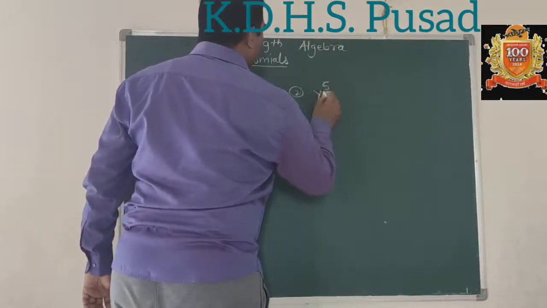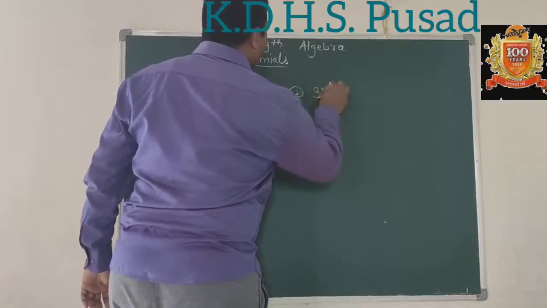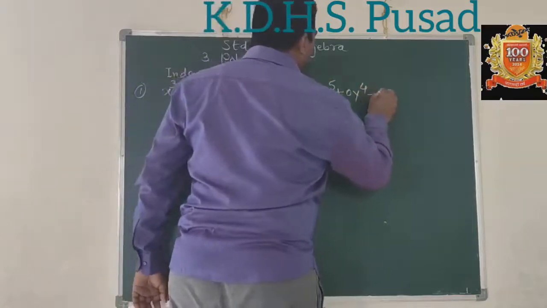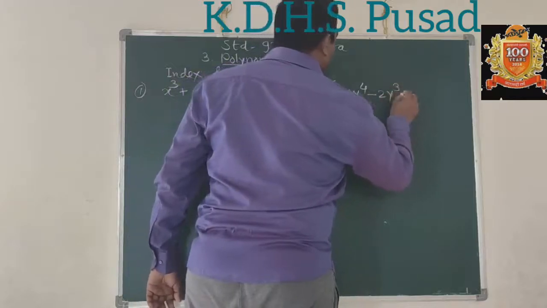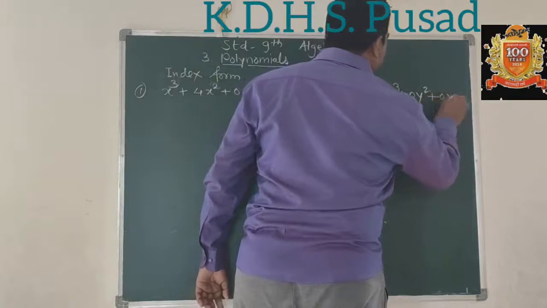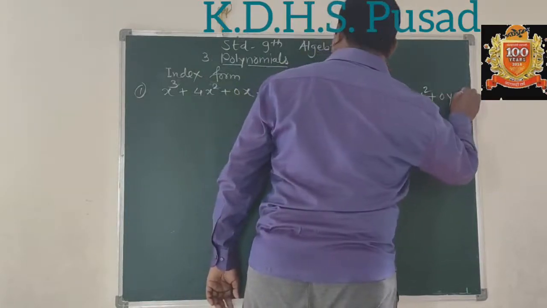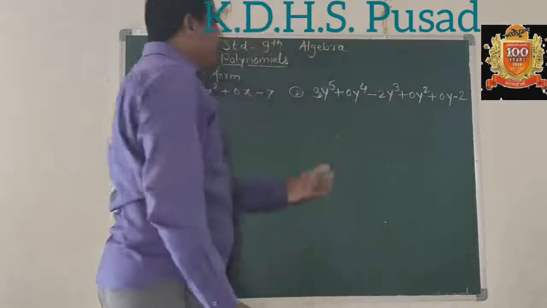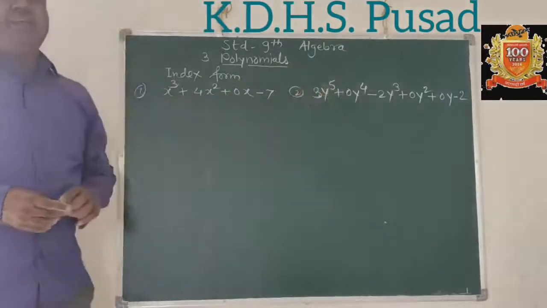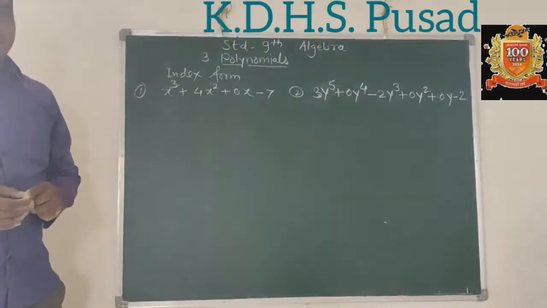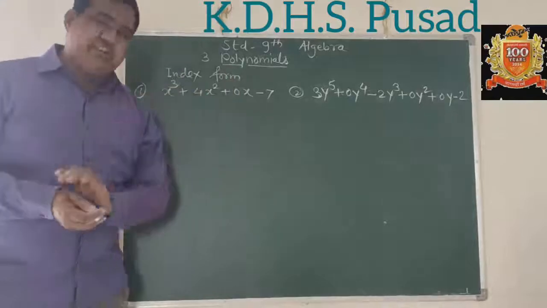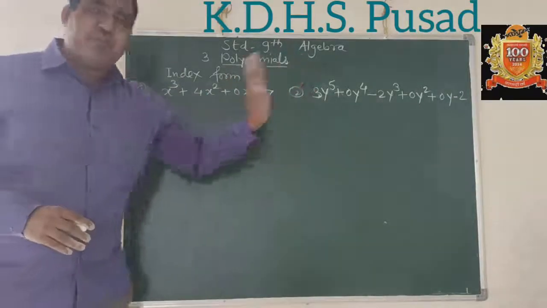Y to the power 5. 3y to the power 5 plus 0y to the power 4 minus 2y cube plus 0y square plus 0y minus 2. Okay. So here I have written two examples in index form. In index form we have to write missing terms. In standard form there is no need to write missing terms. In index form you have to write missing terms. So here I have written in index form.